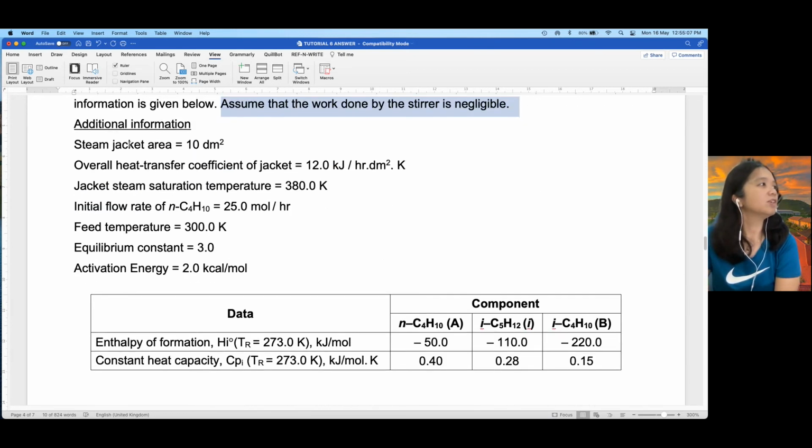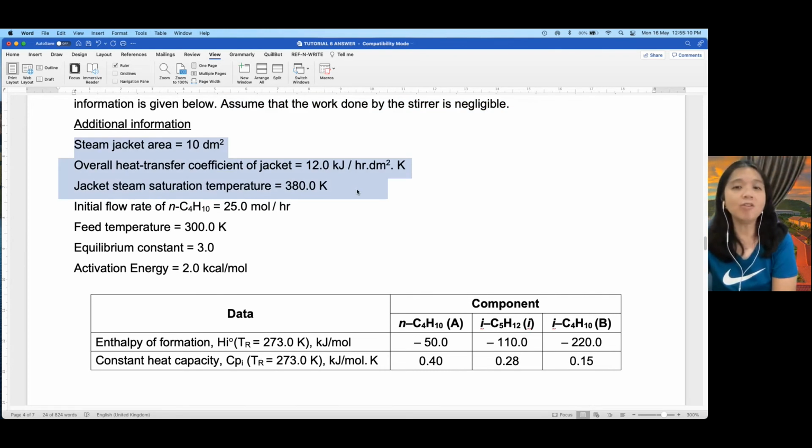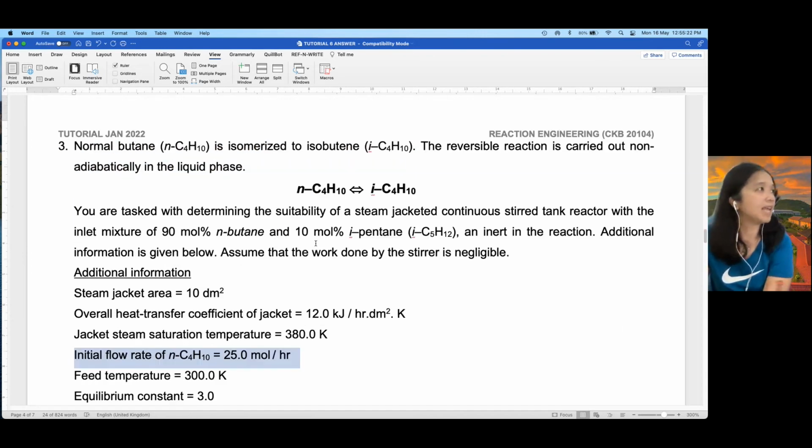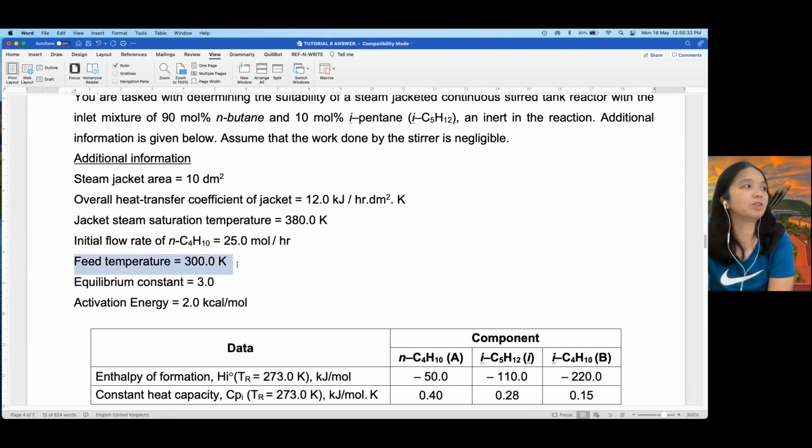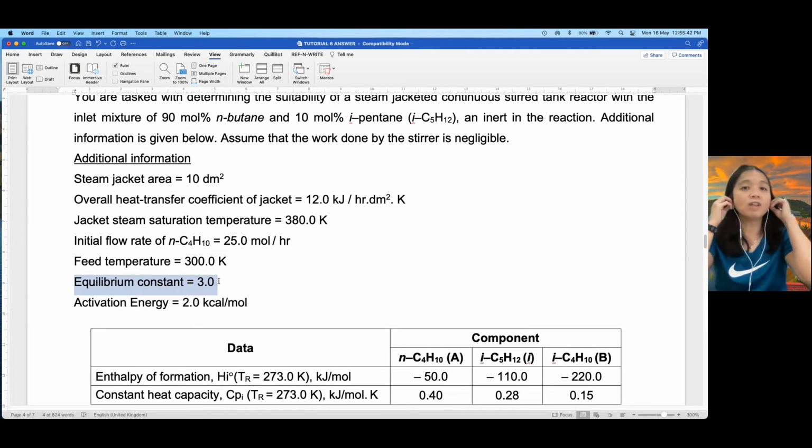The first three pieces of information are to find Q: steam jacket area, heat transfer coefficient of the jacket, jacket steam saturation temperature. Naturally, these are to find Q. Next, they give us the initial flow rate of normal butane, which is 25 mole per hour. So this is FA0, 25. Our normal butane is our A. Next, they give us the feed temperature, T0, 300 Kelvin, and the equilibrium constant. If you remember, we learned reversible reactions in chapter 4. We have this new unknown, the equilibrium constant, Kc.